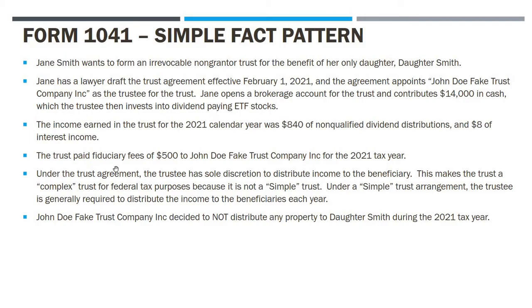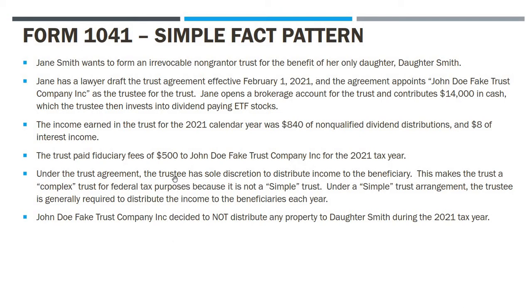Now, the trust also had to pay fiduciary fees during the year, right? So John Doe Fake Trust Company charges a fiduciary fee, either on a monthly, quarterly, or yearly basis to act as the trustee, right? So they charged $500 and the trust cut them a check for $500. So that was the one expense for the trust.